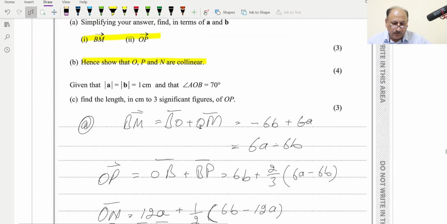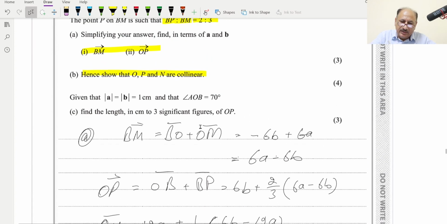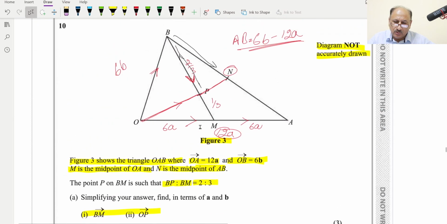Now we will go through part c also. Find the length. Given that the magnitudes of a and b are equal to 1 centimeter, and angle AOB is equal to 70.